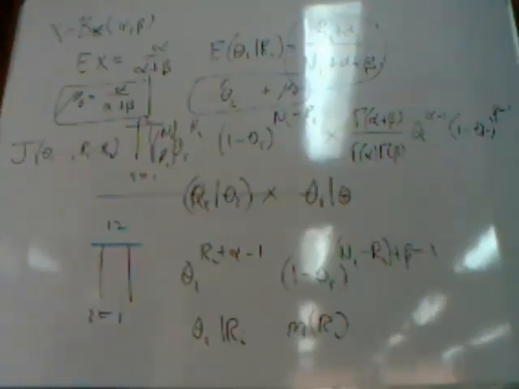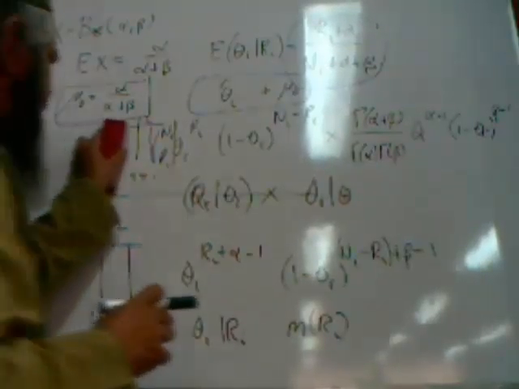There are two ways to proceed. There are actually many ways. What we want to do is estimate alpha and beta. That's the goal.